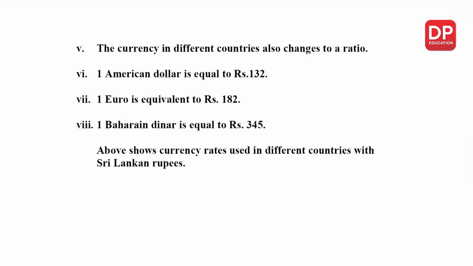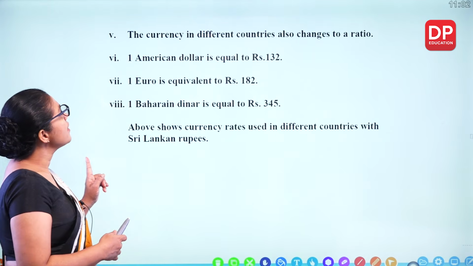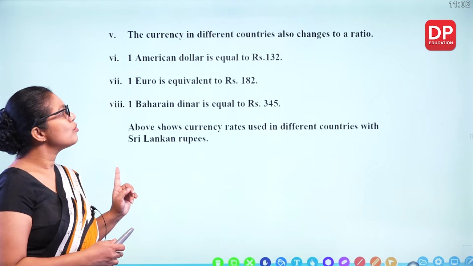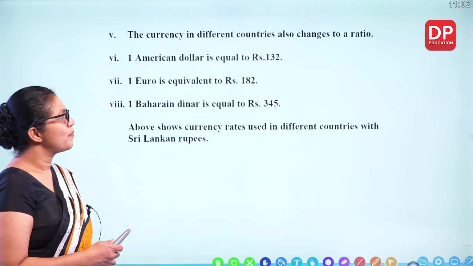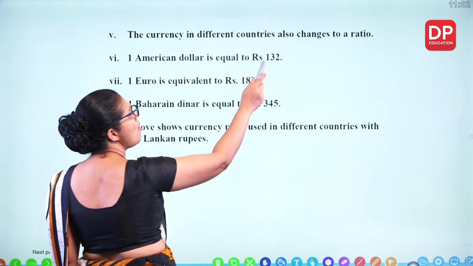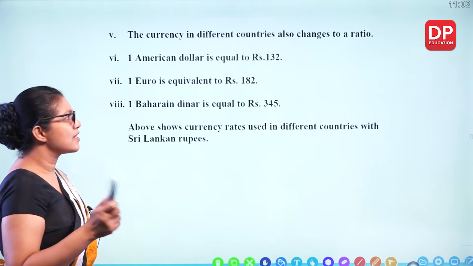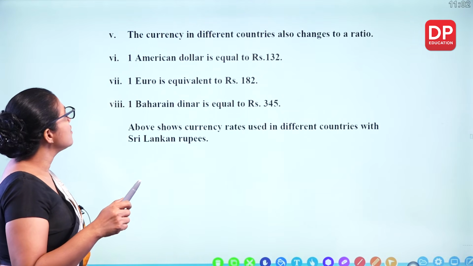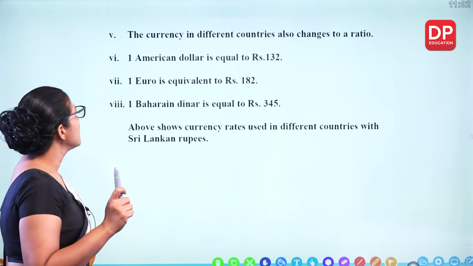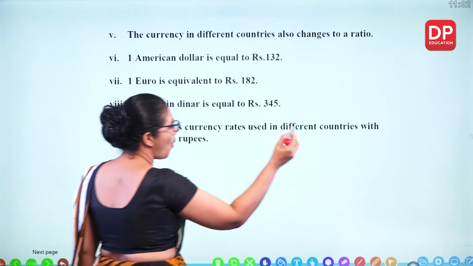Look at this one. The currency in different countries also changes according to a ratio. 1 American dollar is equal to 132 rupees. So this is not the same now. Every day it changes. So how can you write down? This is US dollars. So you can write 1.